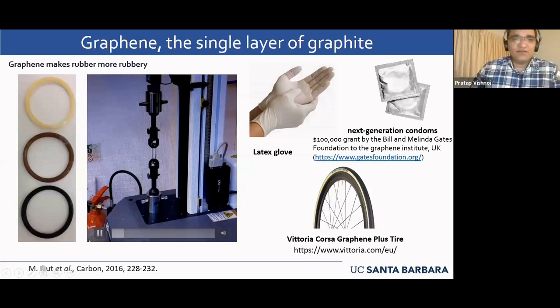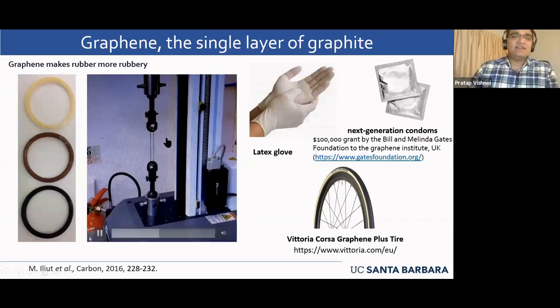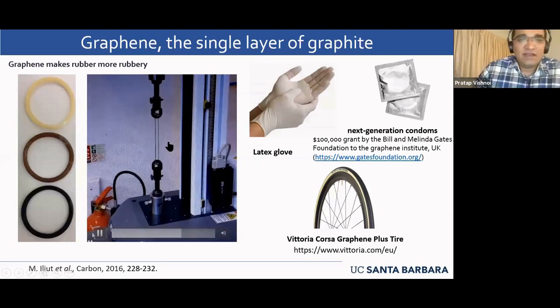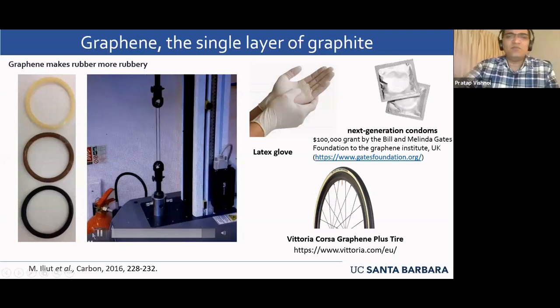I would like you to watch this video. So what essentially is happening is it becomes stronger when you mix it with graphene because of its elasticity. But at some point of time, it will break because you cannot stretch too much.